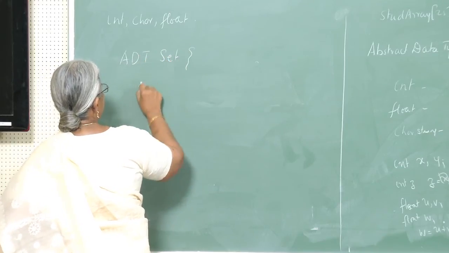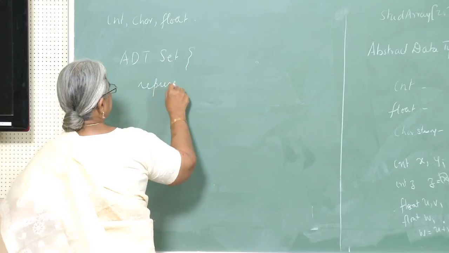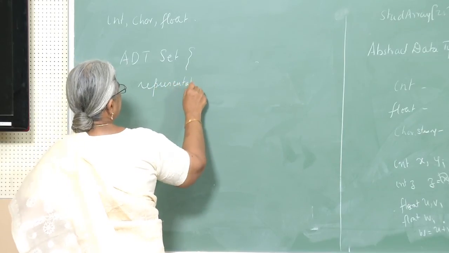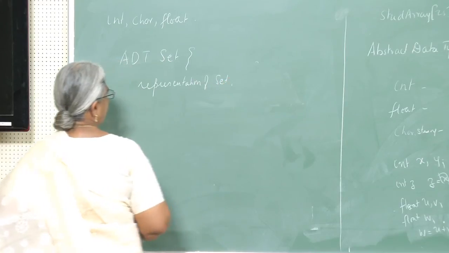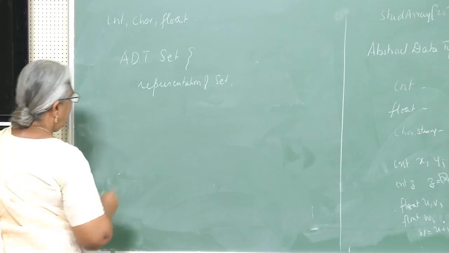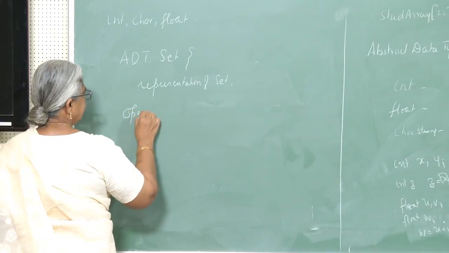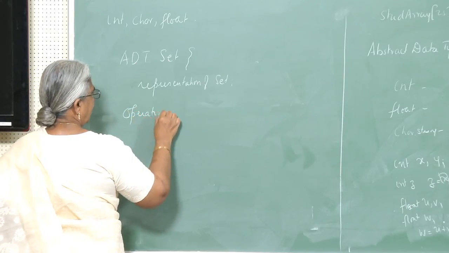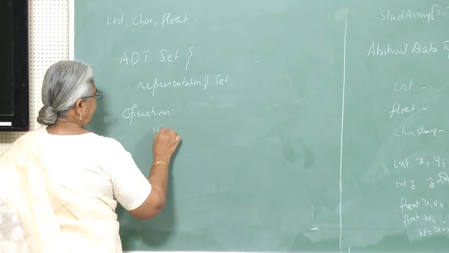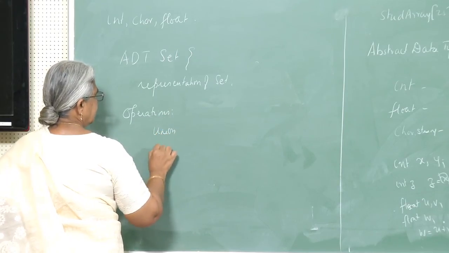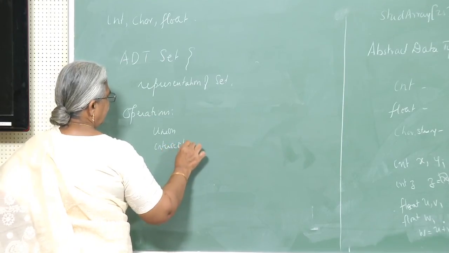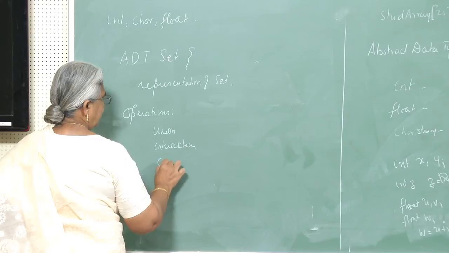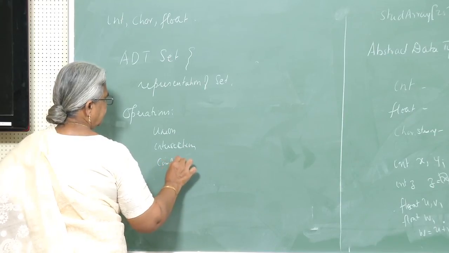So I have here some representation of the set. How should this set be stored? Should it be stored in an array or a linked list or whatever? Then I have a set of operations which are performed on the set, like union, intersection. For example, it will take union, intersection, complement, and so on. All right.